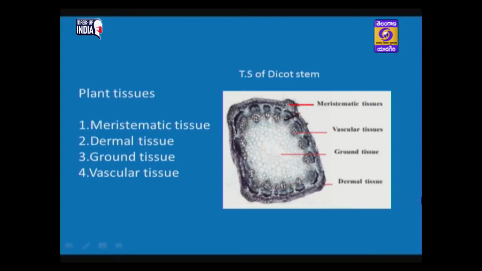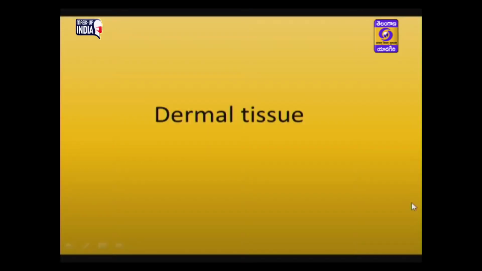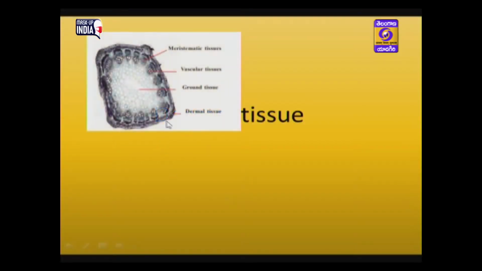Now, the second type of tissue in the plant tissues is dermal tissue. Dermal tissue in the stem, see, the outer layer of the stem, this layer protects the plant body.